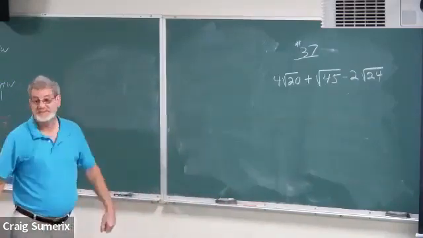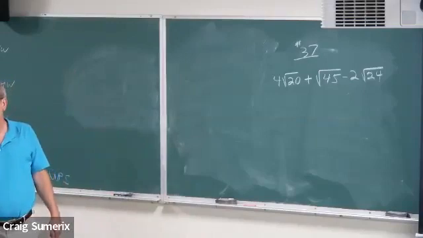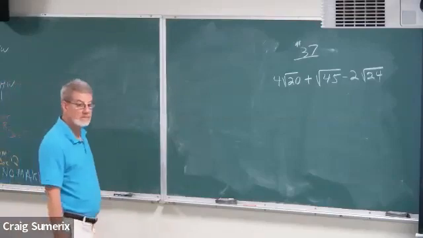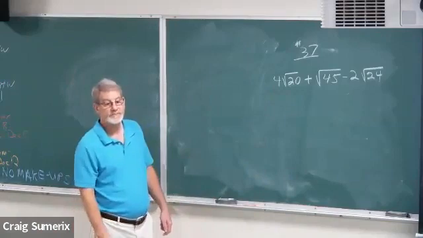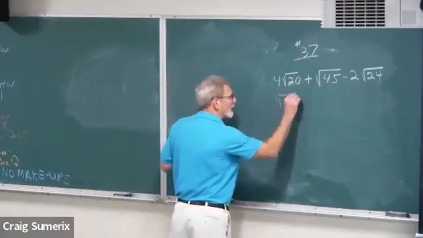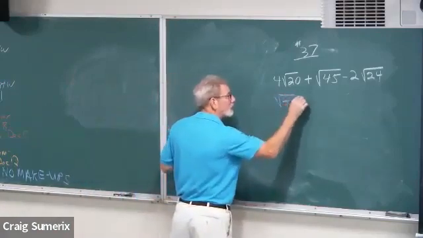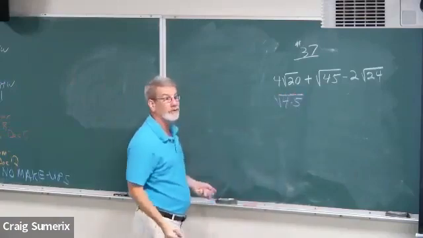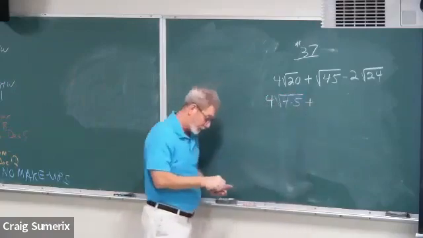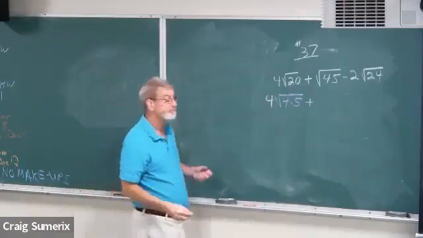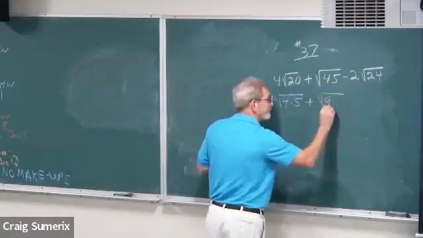What can you do with this? Are the insides the same? No. Can you see if you can make them the same? Does 20 break down? Well, yes. Remember, we were looking for a square and a non-square. If it was a square and a square, the whole thing would be a square. What about 45? Does that break down? 5 and 9.